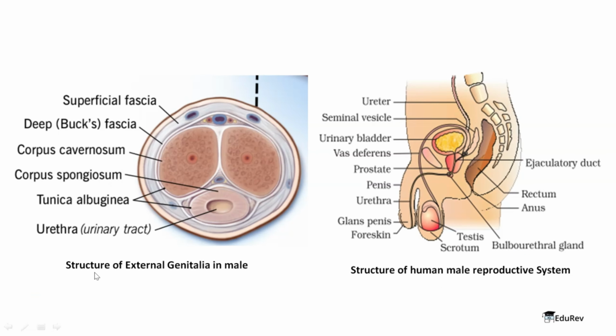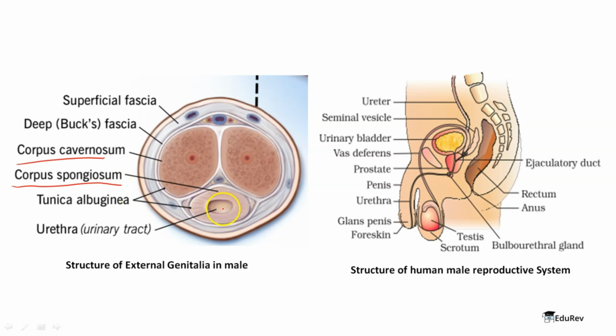Let us now study the structure of the external genitalia, the penis. On the dorsolateral side of the penis, there are spongy tissues. The two spongy tissues present are known as corpus cavernosa. This is corpus cavernosa. These are present on the lateral side of the penis. And on the dorsal side of the penis, there is a tissue known as the corpus spongiosum. This is corpus spongiosum.